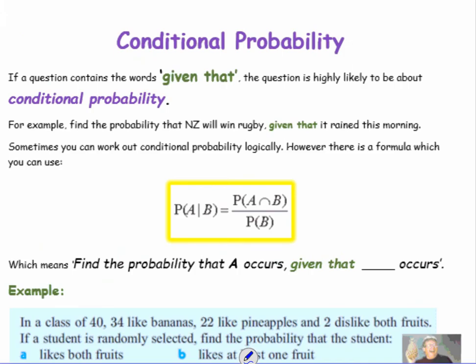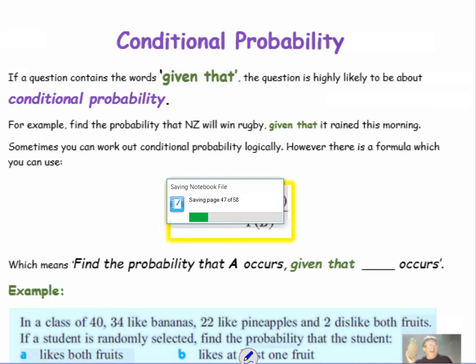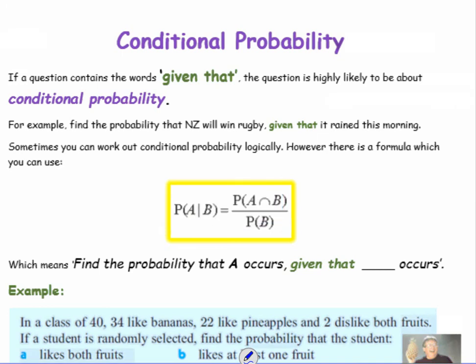And I think this is the last page in this particular lesson. So conditional probability. It's not really specifically stated in the syllabus that you need to do conditional probability for this course, but there is a question or two in the textbook that includes the words given that. And as it says here, if a question contains the words given that, the question is highly likely to be about conditional probability. That's why it's important to include a page and an example of conditional probability.